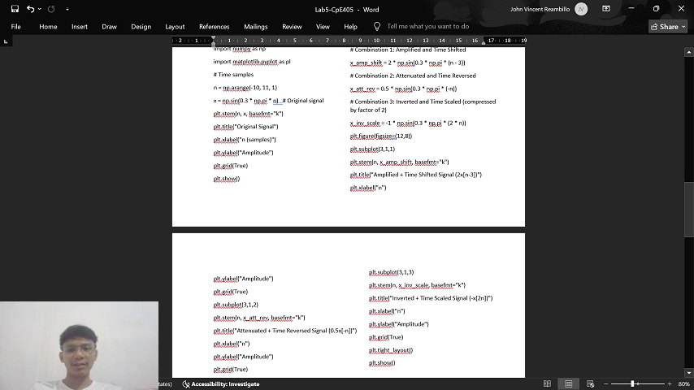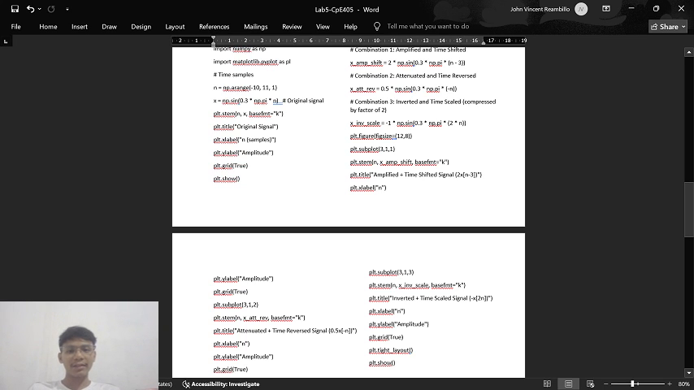The second combination was attenuation and time reversal. I multiplied the signal by 0.5, which reduced its height, and then reversed it by using negative n. This made the waveform look smaller and flip horizontally.